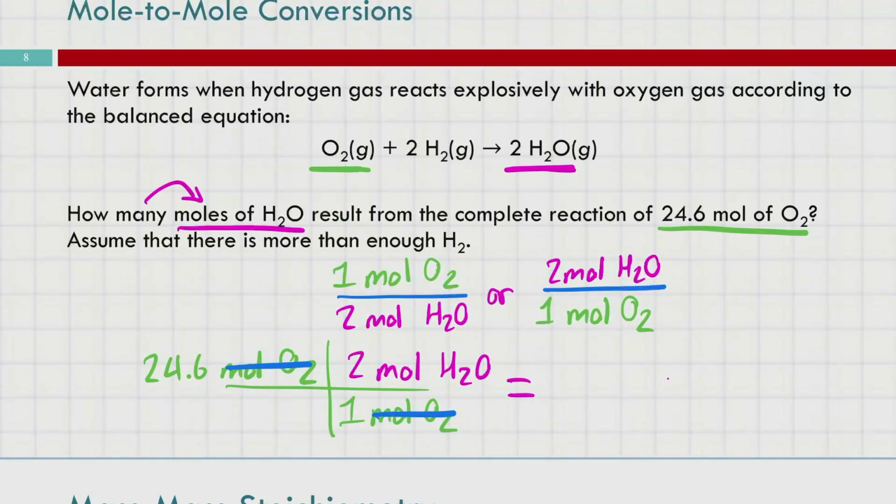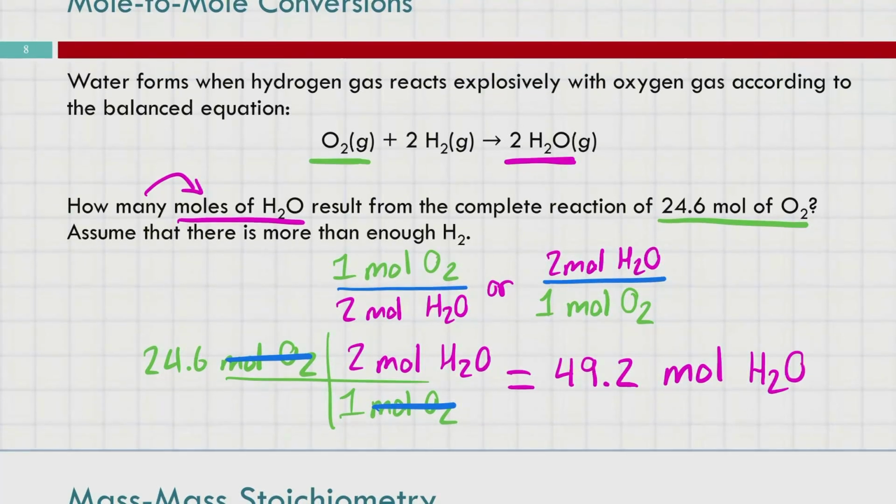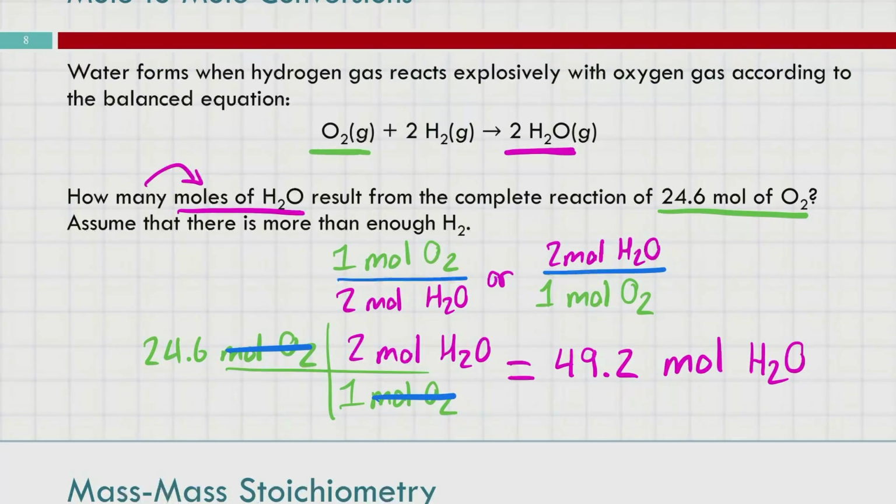So what pulls through is moles of water, and that should be 49.2 moles of water. Questions at all about that?